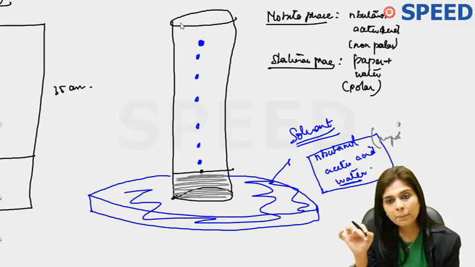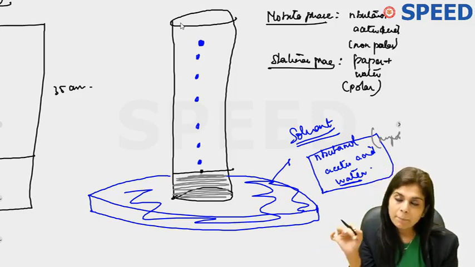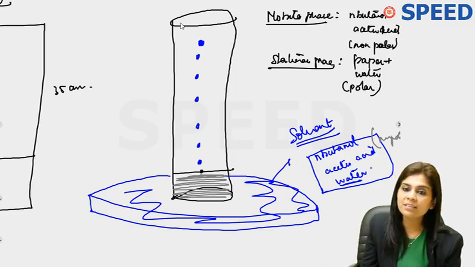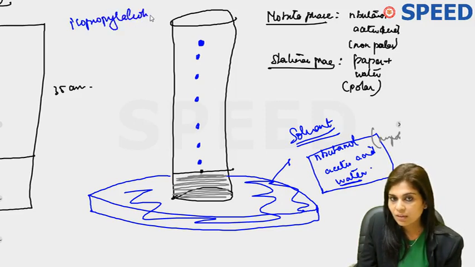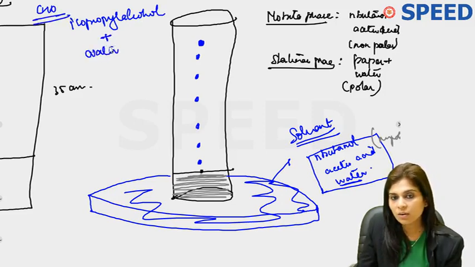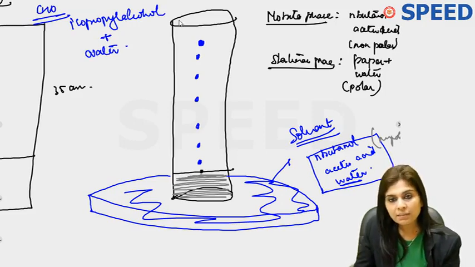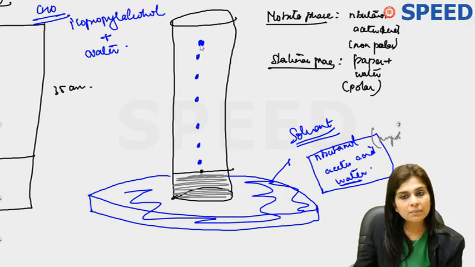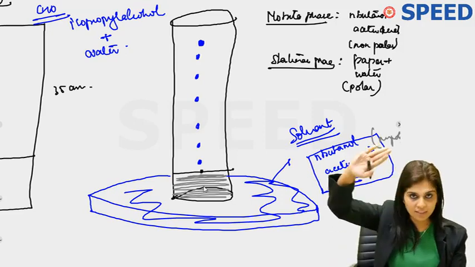And remember, the same paper chromatography can also be used for separating carbohydrates. But if it's used for separating carbohydrates, the solvent that is used is isopropyl alcohol and water. For carbohydrate separation, the solvent that is used is isopropyl alcohol and water. That's all about paper chromatography. And this paper chromatography is a planar separation technique, because here the separation happens on a planar surface.